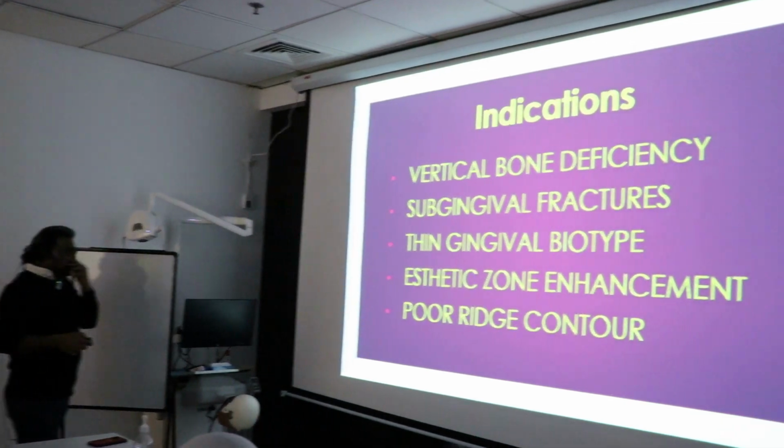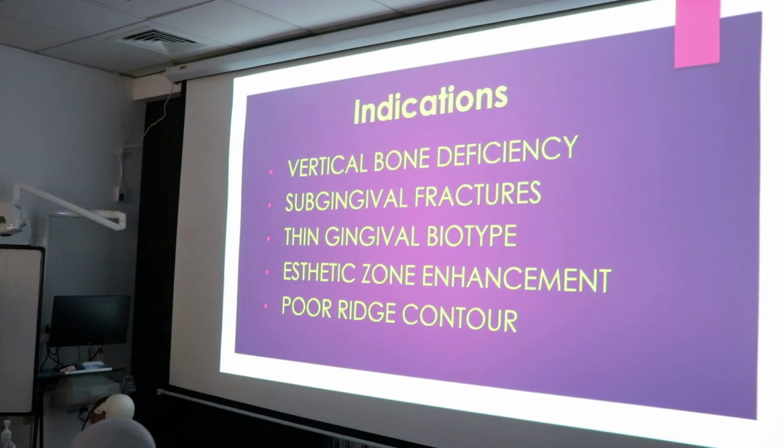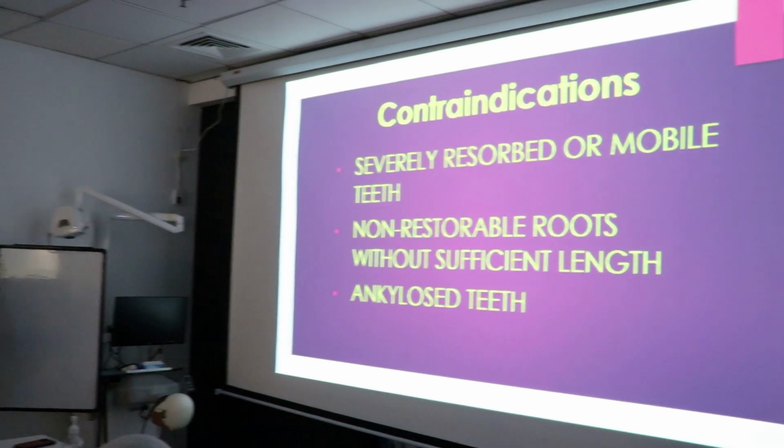Subgingival fractures, as I was showing you, and thin gingival biotype. I am not going there because he beautifully showed the placement of a graft there before the extrusion was done. That was brilliant. So that is what I was talking about. When you have a thin gingival biotype, and aesthetic zone enhancement, which was also shown, and the ridge contour, which was also shown when he had an occlusal view of the photograph, the thickness was almost equal to the amount of alveolar ridge present on the other side.